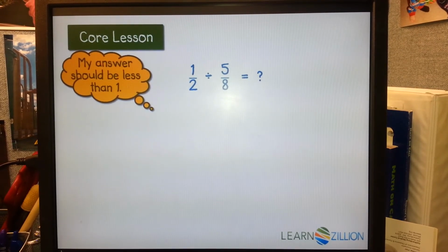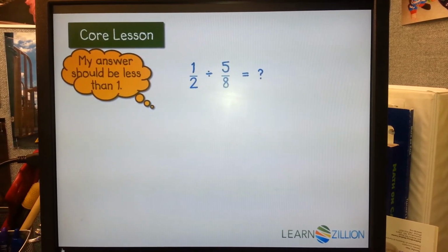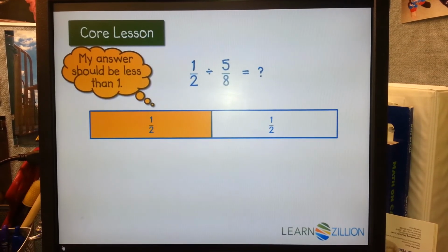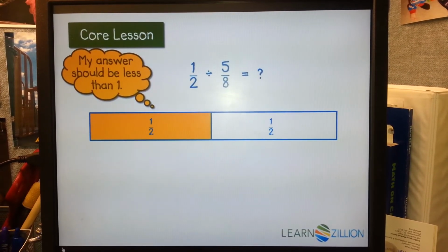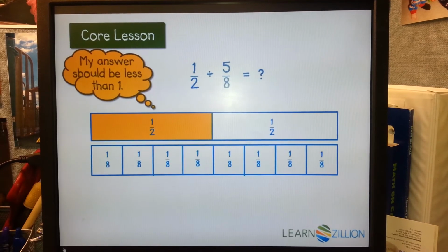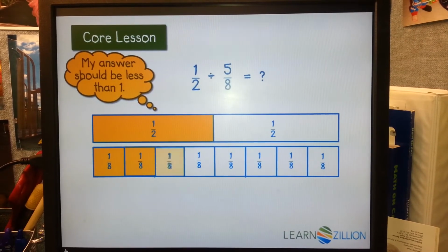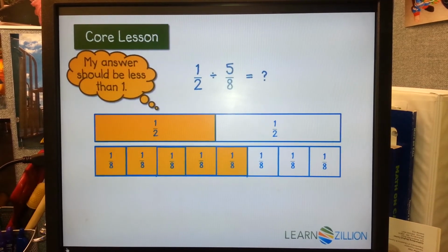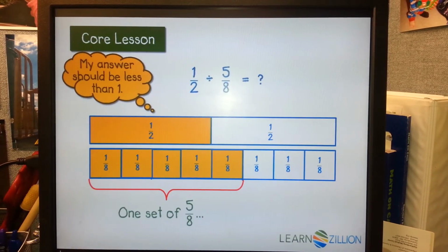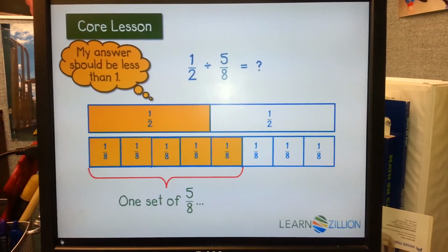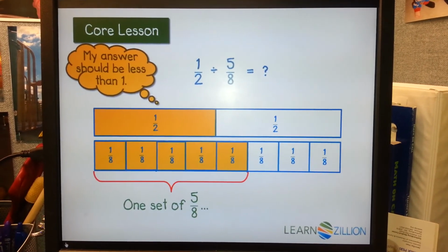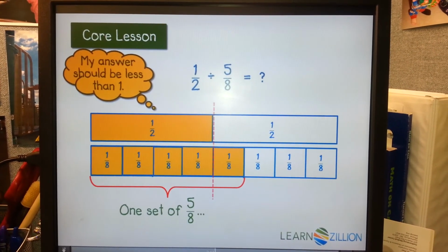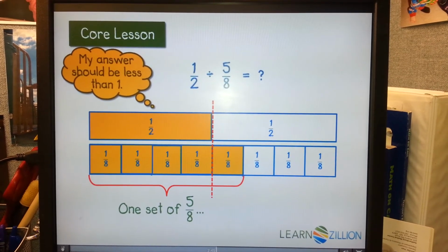The question that I want to answer is, how many 5/8 are there in 1/2? First, I will show my dividend 1/2 by shading half of a rectangle. Then I will make another whole rectangle that's been divided into 8s, and I will shade 5 of these 8s to represent the divisor. This portion right here shows one set of 5/8. I can see that it will not fit into 1/2. Only part of it, or a fraction of it, fits.